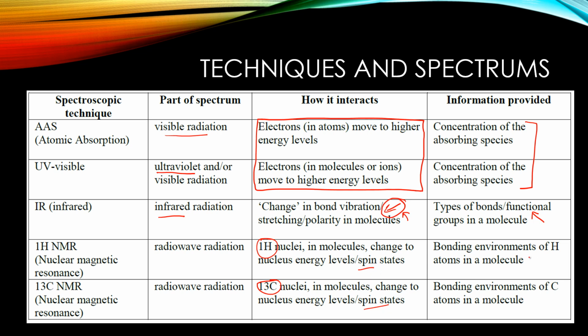And we can actually use that information to tell us about the different types of bonding environments, not only for hydrogen but also for carbon. But that deals with the radio wave part of the electromagnetic spectrum.